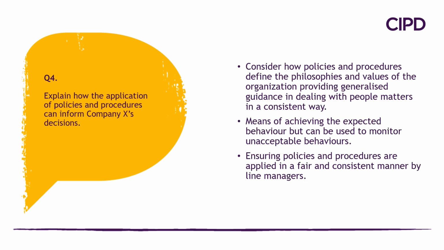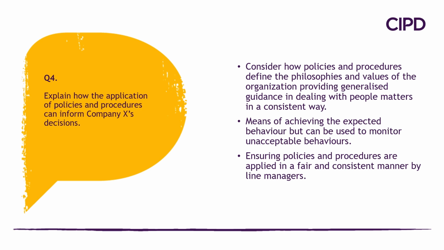So question 4. This requires you to explain how the application of policies and procedures can inform Company X's decisions. So for this question, consider how policies and procedures define the philosophies and values of the organisation, providing generalised guidance in dealing with people matters in a consistent and standardised way. In a sense, they are a means of achieving the expected behaviour, but can be used to monitor unacceptable behaviours.